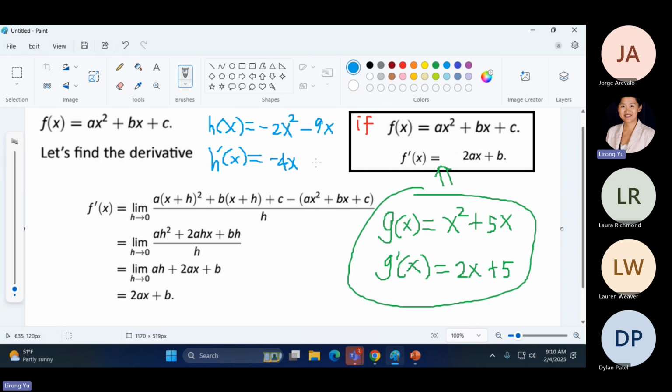Another one is the coefficient. Instead of a, now we have 2a because the 2 goes to the front. The 2 times negative 2 gives you a negative 4. So negative 2 times 2 is negative 4. And then we follow that by negative 9. Okay, so this is how we differentiate a degree 2 polynomial, finding its derivative.